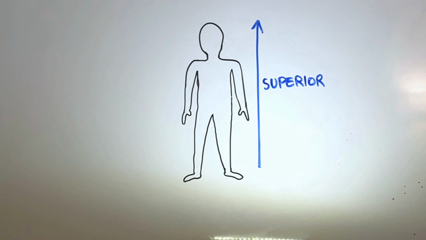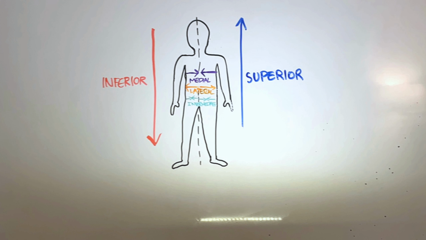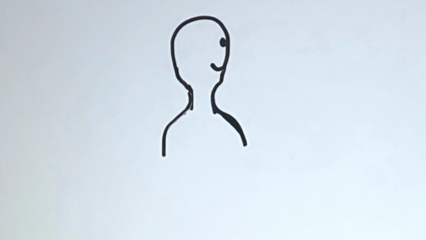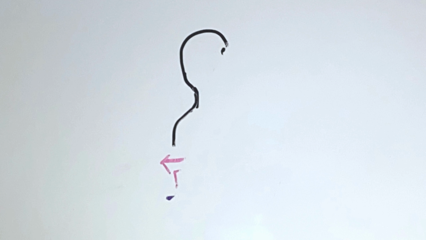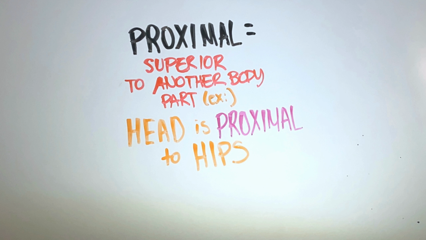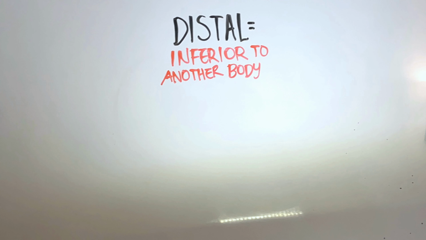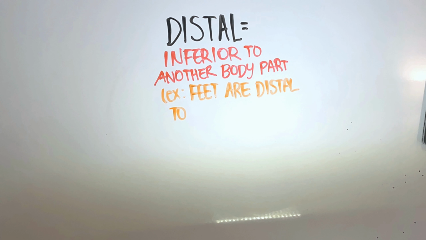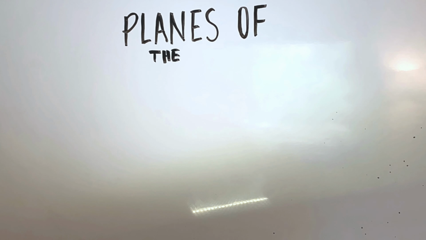Moving on, here are the directional terms: superior, inferior, medial, lateral, and intermediate, plus dorsal and ventral. Also, proximal is superior to another body part. Example, the head is proximal to the hips. Distal is inferior to another body part. Example, feet are distal to the abdomen.